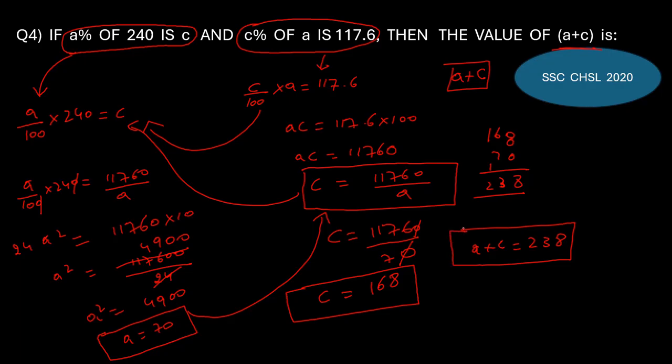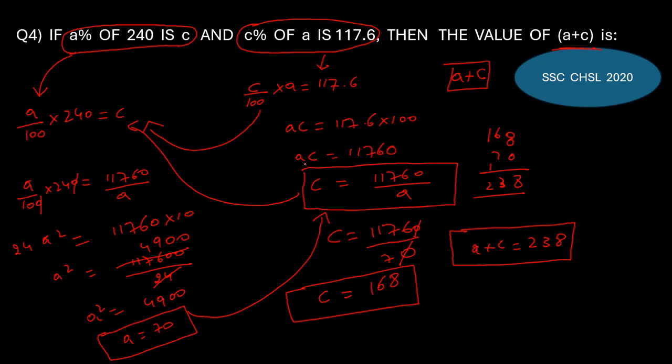I hope everyone is clear with this question. Let me explain one more time, guys. Here it is given that A% of 240 is C and C% of A is 117.6, and we are asked to find the value of A plus C. A% of 240 can be written as A by 100 into 240, and the value of this is equal to C. And C% of A can be written as C by 100 into A, and this is equal to 117.6. In the next step, I have cross multiplied this 100 with 117.6, and that gives me A into C equals 11760.